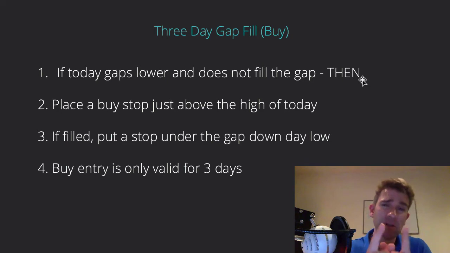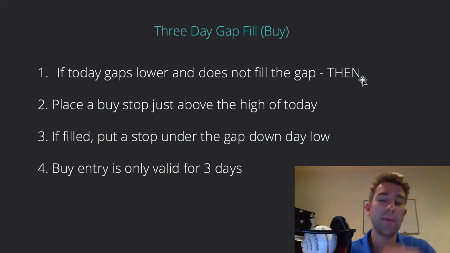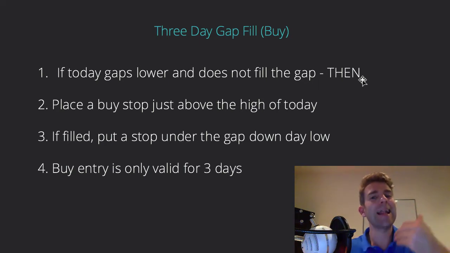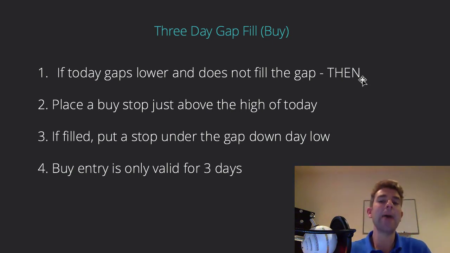Okay, so number one, the first filter is that today must gap lower, but not fill the gap. If we get that, then we move on to step 2 of the filter, which is we place a buy stop just above the high of today. So you've got to have 2 days in a row where you get a certain sequence of events that allows you then to get involved in the trade. Number 1 is the gap lower. Number 2 is the gap not filling. And then the next day you have a buy stop that gets you into the trade.